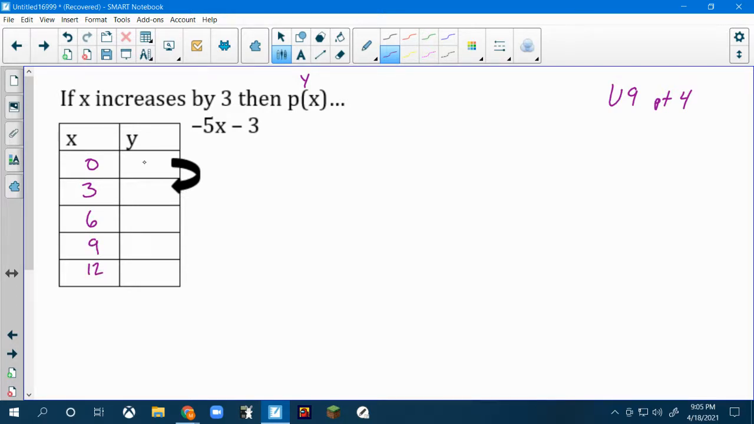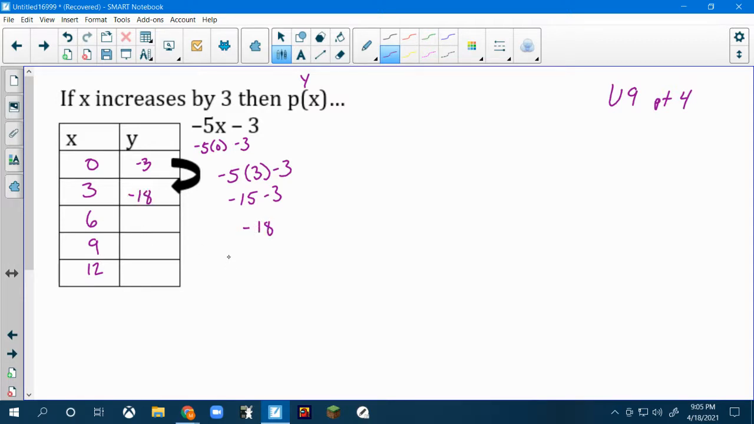Okay, if it's 0, what's it going to be? If I substitute in 0 here, I'm going to get negative 3. Well, let's substitute in 3, our first term. Negative 5 times 3 minus 3. What happens? Well, it's negative 15 minus 3. Negative 15 minus 3 is negative 18.